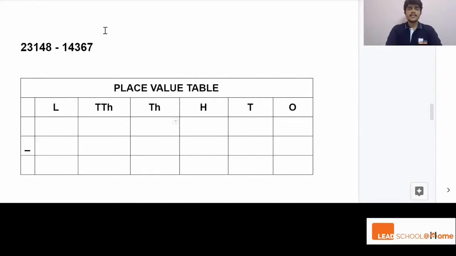Alright, so now once again we have a question here. We are supposed to do subtraction: 23,148 minus 14,367. The first step will again remain the same. The bigger number will come at the top of the place value table and the smaller number will come at the bottom. Let us fill the place value table now.